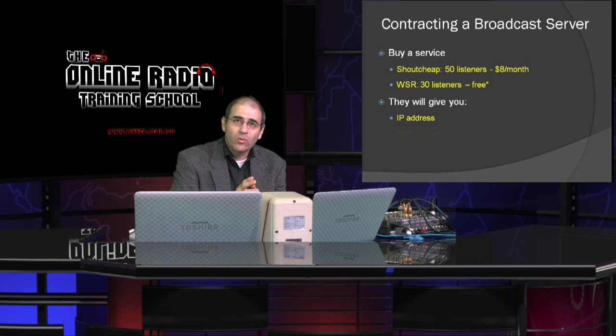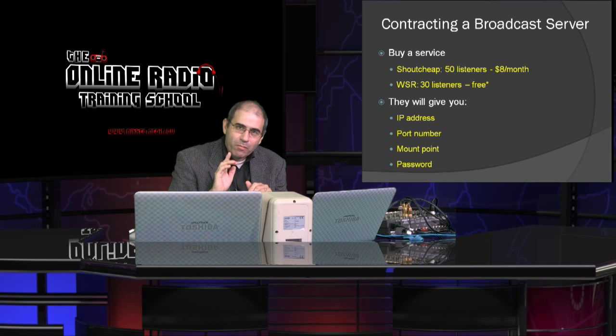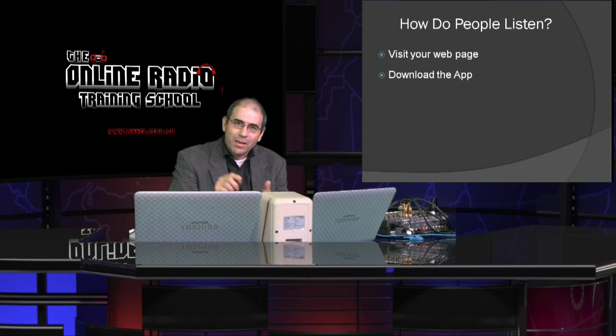Now, here's what a broadcast server will give you when you sign up. Four very important pieces of information so that you can connect with them. And that is IP address, the port number, the mount point, and the password. Remember those four words: IP address, port number, mount point, and password. I'll show you how to input that into RadioBOSS very shortly. So then how do people listen? Well, they visit your web page and click on the player button, or they download the app and push the button to hear your station that way.